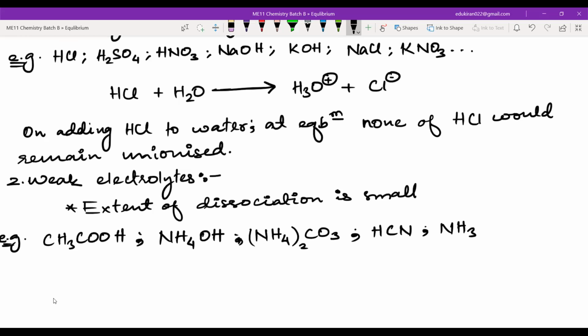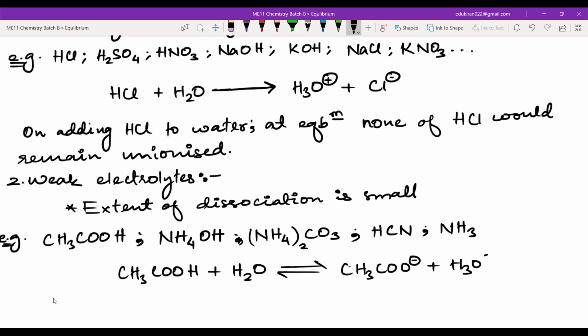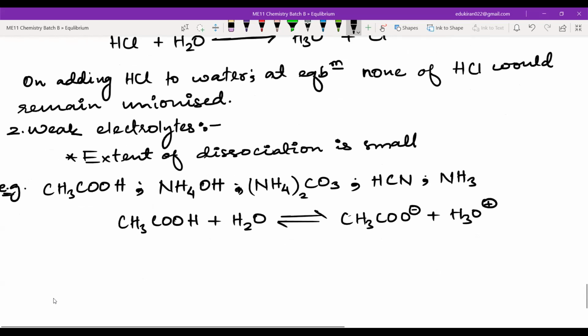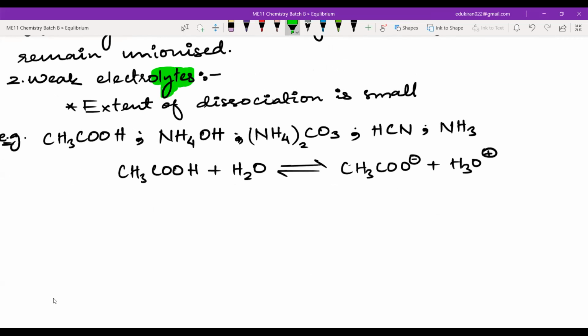Now, what will happen if I have CH3COOH and I add this to water? Then at equilibrium, I will be having some amount of CH3COOH and some amount of CH3COO-. CH3COOH will be converted to CH3COO- plus H3O+. So it means that if I have a weak electrolyte, then at equilibrium there will be some unionized molecules of weak electrolyte.